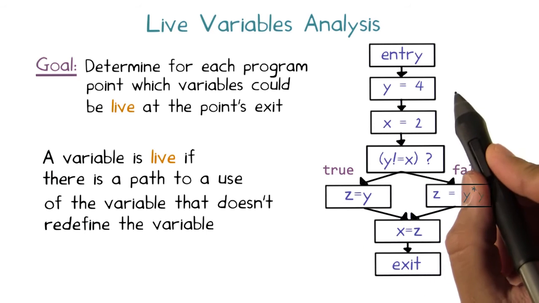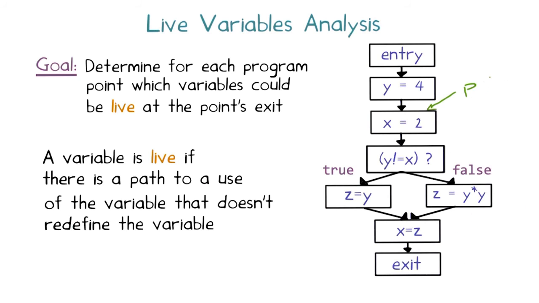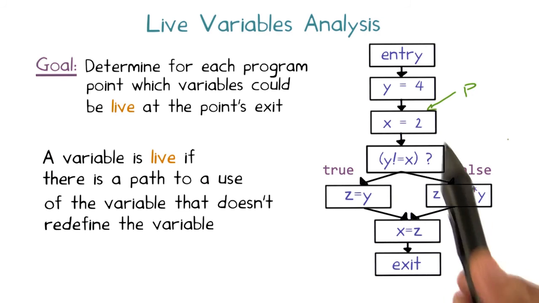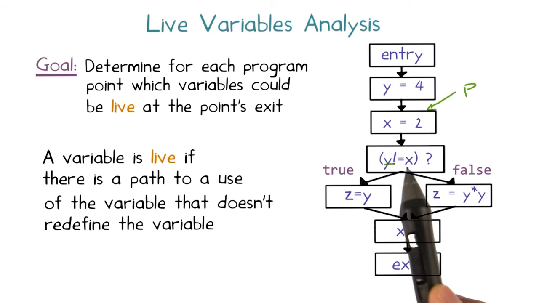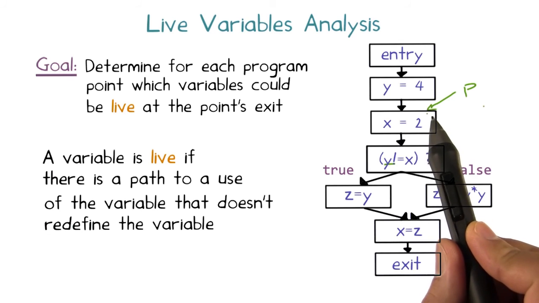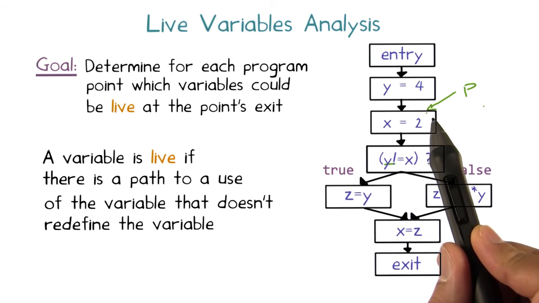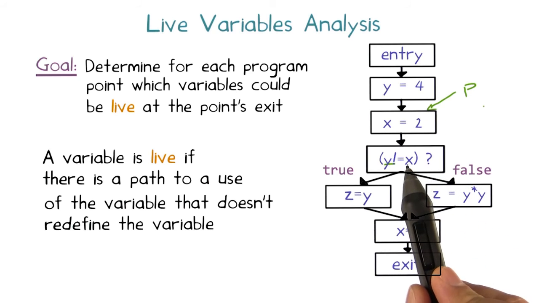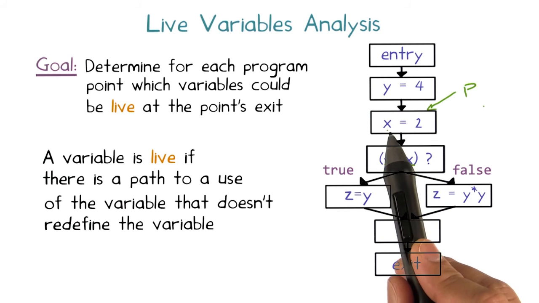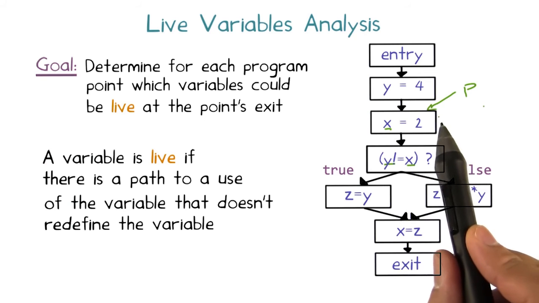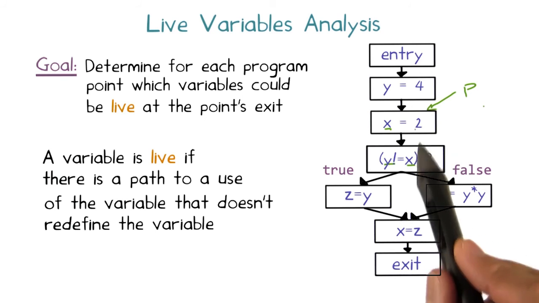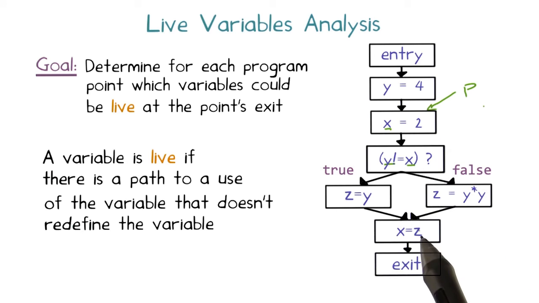Consider this program point p at the entry of this assignment to x. The variable y is live here because there is a path to a use of y here along which it is not redefined. The variable x, on the other hand, is not live at program point p because even though there is a path that leads to a use of x here, that path redefines x here. The variable z is also not live at program point p because along each of these paths emanating from p, z is redefined here and here before it is used.